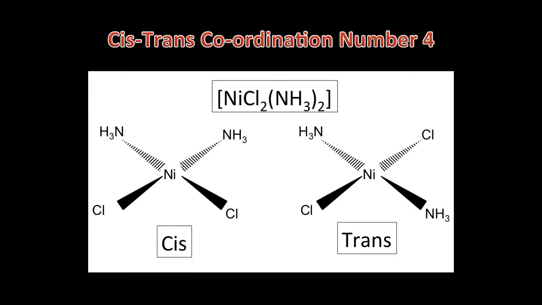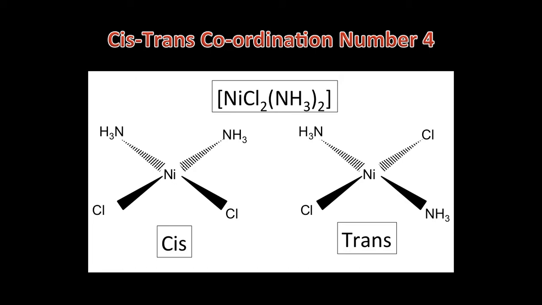Now to work through some examples. Let's start with the easiest one. This is a square planar complex with coordination number 4. In order for there to be cis-trans isomerism, there needs to be two different ligands, two of each. So for example, NiCl2(NH3)2. Cis isomers are formed when the same ligand is on the same side, and trans isomers arise when the same ligand is on different sides. This is shown on the diagram in the slide.